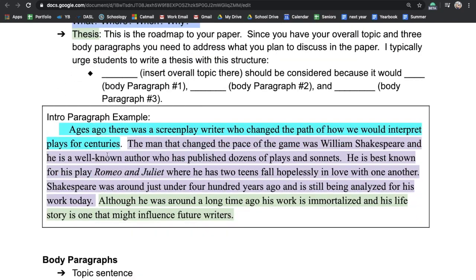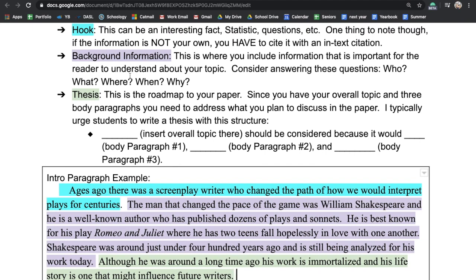So here is my background information. The man that changed the pace of the game was William Shakespeare, and he is a well-known author who has published dozens of plays and sonnets. He is best known for his play Romeo and Juliet, where he has two teens fall hopelessly in love with one another. Shakespeare was around just under 400 years ago and is still being analyzed for his work today. So I mentioned who he was, maybe what he's known for, and when he was around. So that the reader can understand those things from a glimpse.